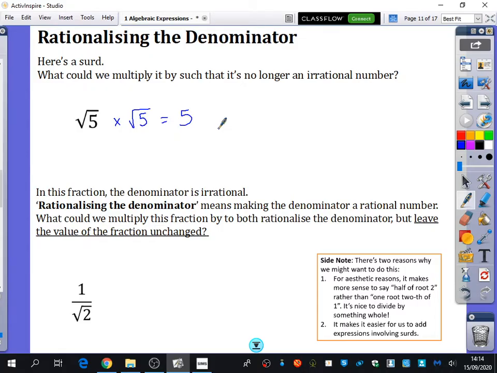However, what I've done here, I've actually changed the number, okay? I've changed it from root 5 and I've multiplied it by something. It's no longer the same number because I've multiplied it by a new quantity. So we're going to look at something different.